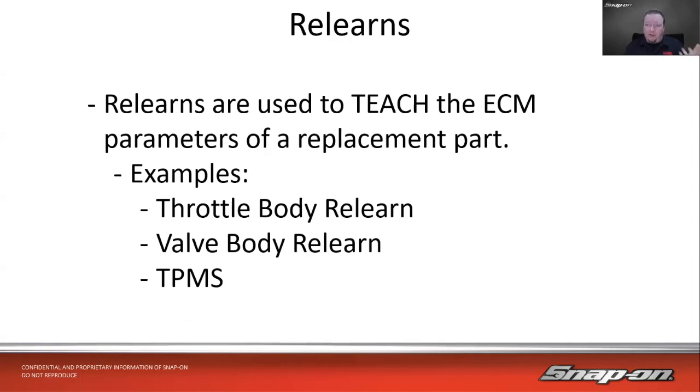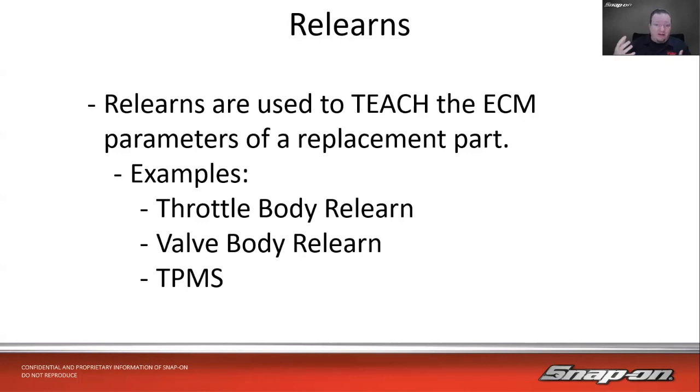So for example, a throttle body relearn, valve body relearn, or TPMS relearn. So throttle body relearn, right? If I'm on a drive-by-wire vehicle, which pretty much any vehicle nowadays is, the computer needs to know what is the extent of travel. Where is 100% on this particular throttle body? Because they're all going to be just that little bit different, right? So where is 100%? Where is 0%? So it's going to cycle it back and forth and see what is the range of travel.